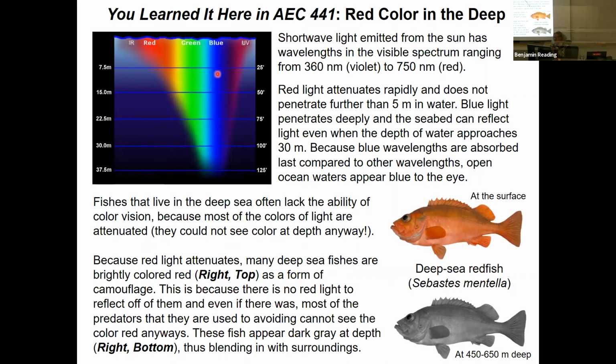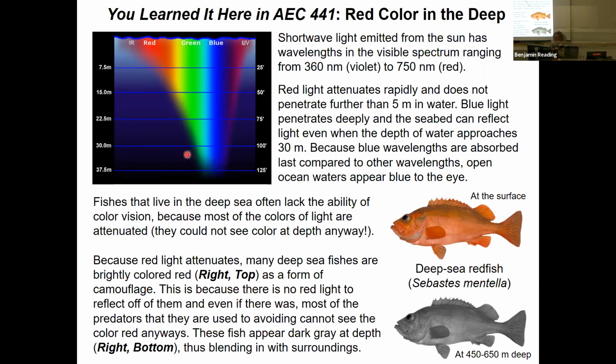Blue light, however, can penetrate quite deep into the water column. This is a physical characteristic of light and water. Blue light can penetrate deeply and can actually reflect out of the water from depth, even when water approaches 30 meters. Because blue wavelengths are absorbed last compared to other wavelengths, any reflected light coming out of the ocean is blue. That's why the ocean appears blue to your eyes standing on the shoreline looking into it. Okay? It's blue because that's the light that penetrates the deepest.